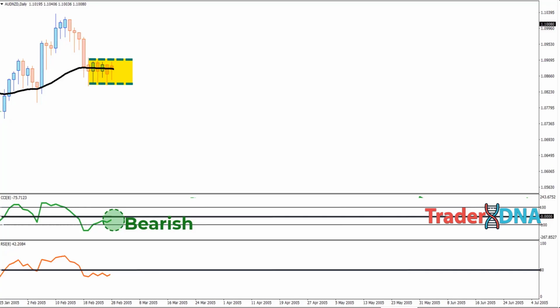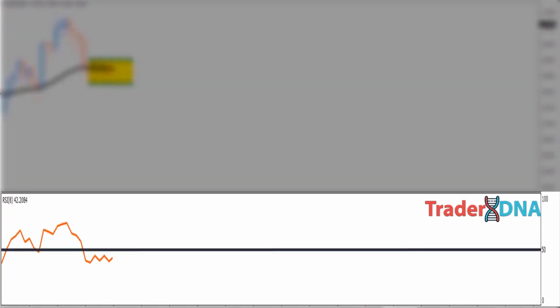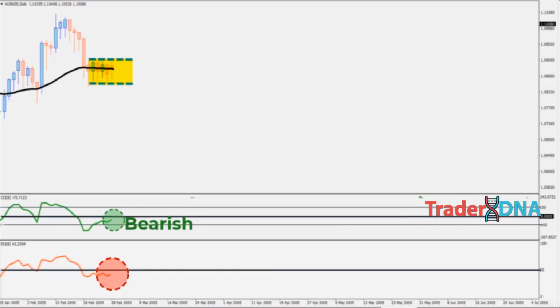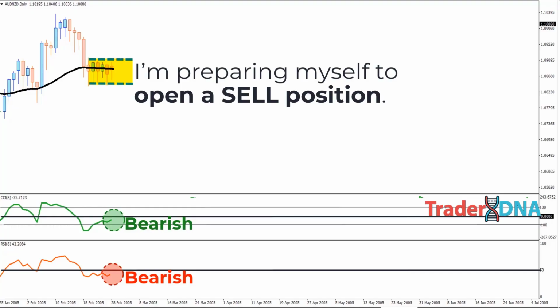Following this, we move to the RSI Relative Strength Index window. In this section, it's evident that the RSI line has dropped below the 50 level. This means the RSI confirms that the market, which is currently in consolidation, is now entering bearish territory. Combining these insights from both the RSI and CCI indicators, I'm preparing myself to open a sell position.